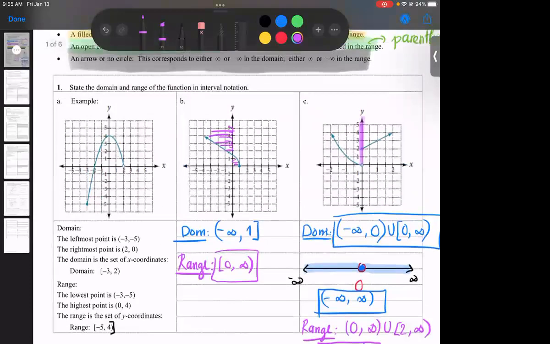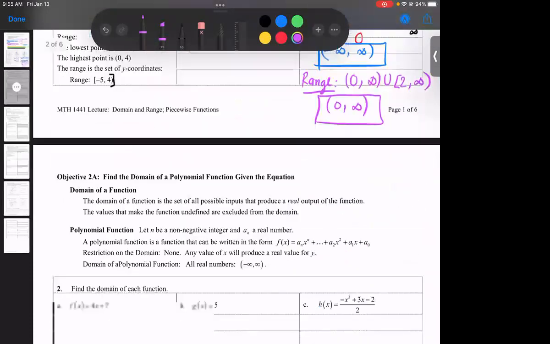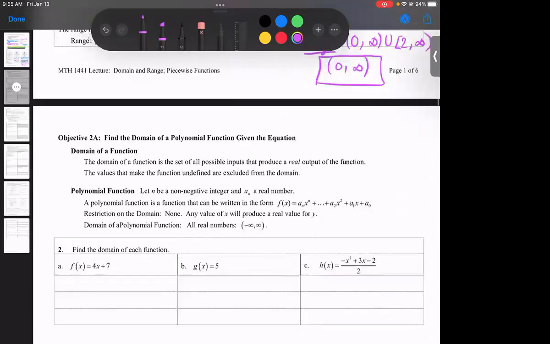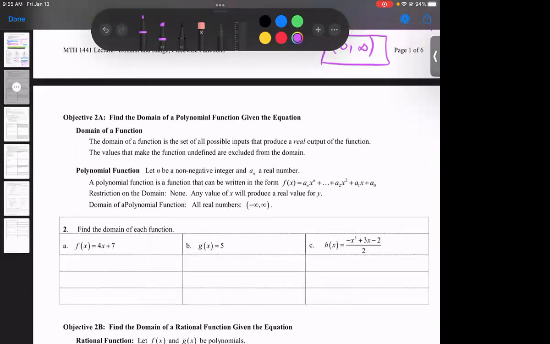Now, that is when I give you the picture and you tell me range and domain. What if I don't give you the picture? What if I give you a function instead? That would be objective 2, right? Looking at the function, can you tell me the domain? The first function we're going to talk about is polynomials. What is a polynomial function? Well, a polynomial function has the form like this. Oopsie.